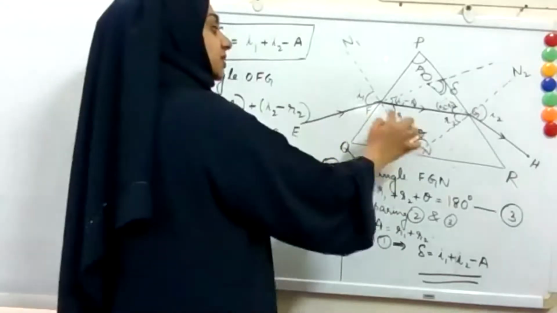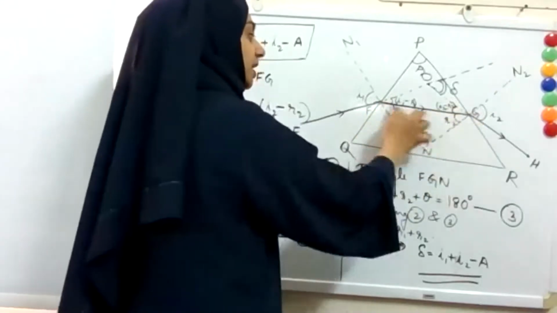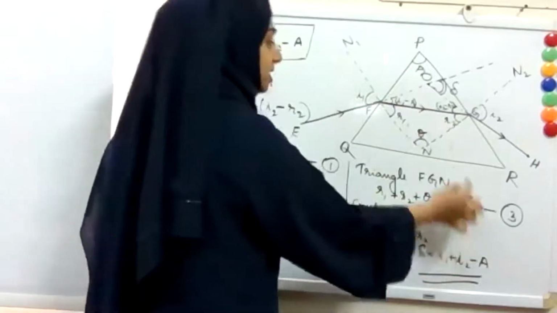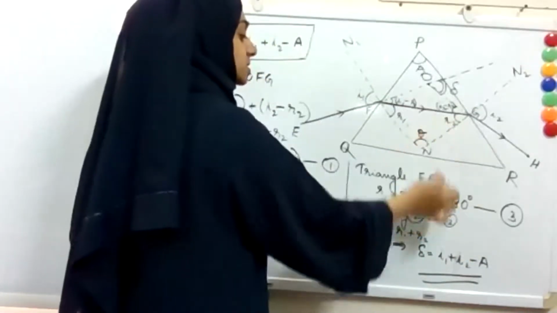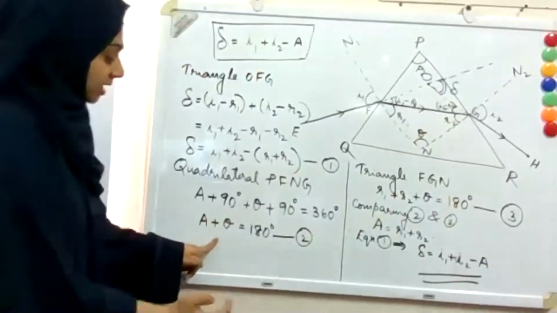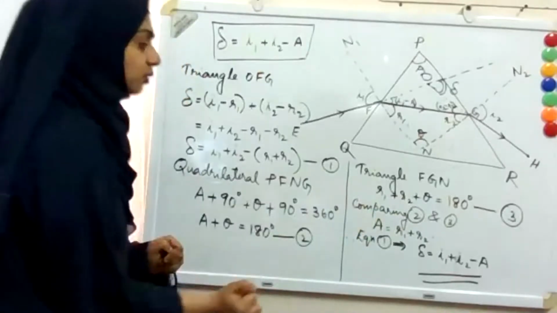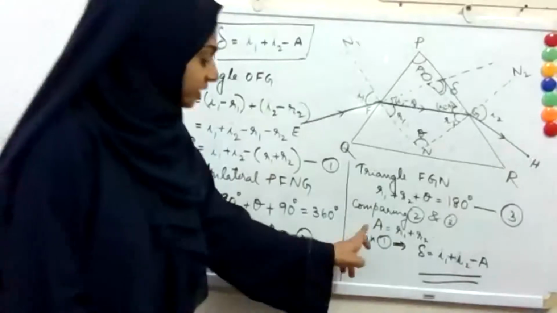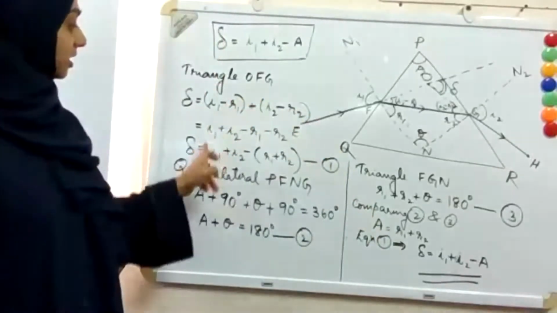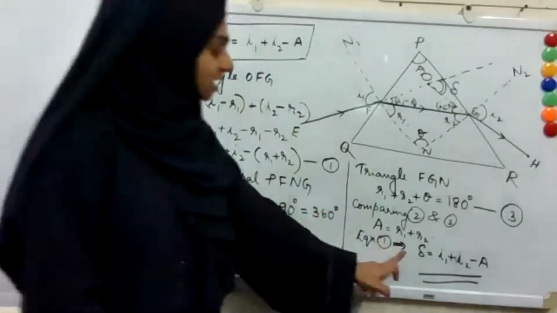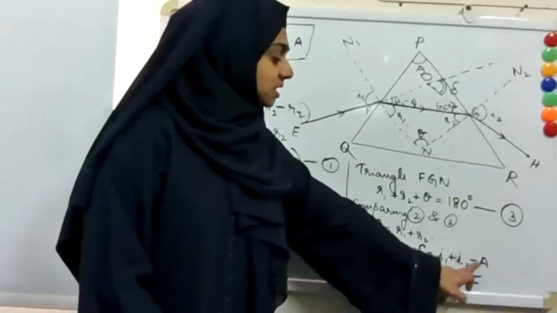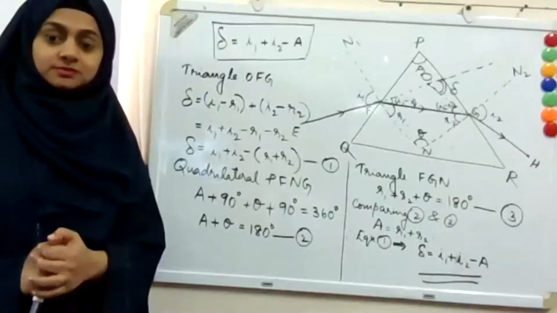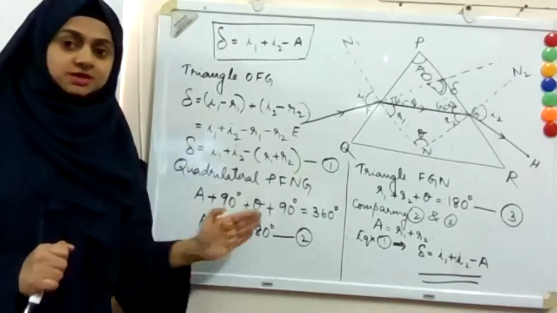Then we consider the triangle FGN. So sum of the angles inside a triangle is 180. So R1 plus R2 plus theta is 180 degree. Then we compared these two equations and we got A is equal to R1 plus R2. So when we substitute for A in equation 1, we will get delta is equal to I1 plus I2 minus A. Is this clear to you? Yes, clear teacher.